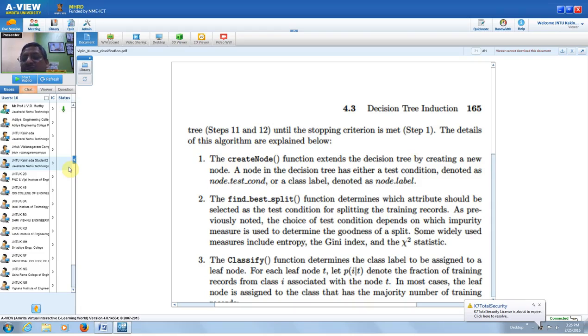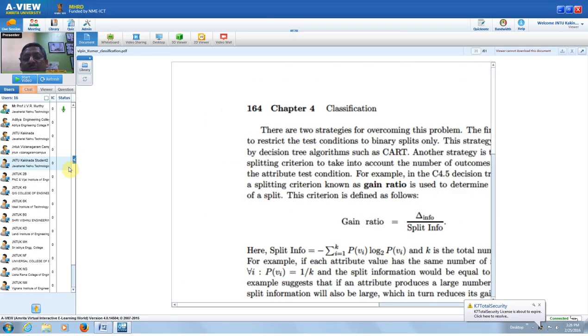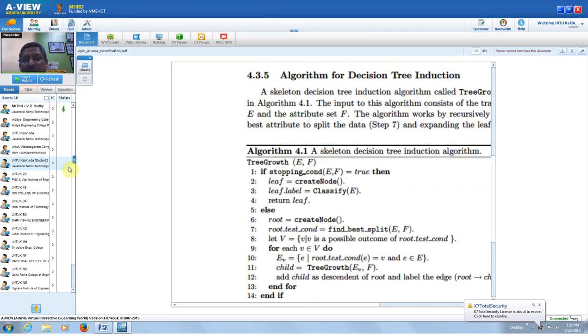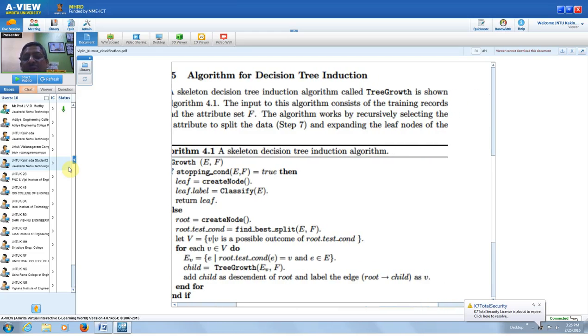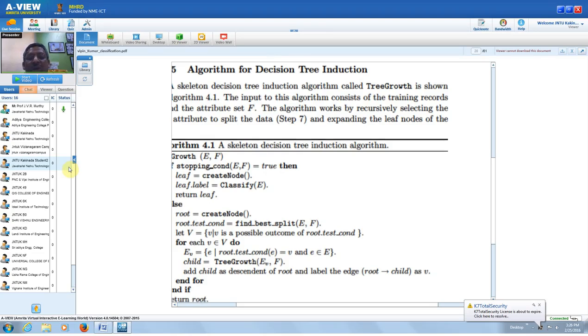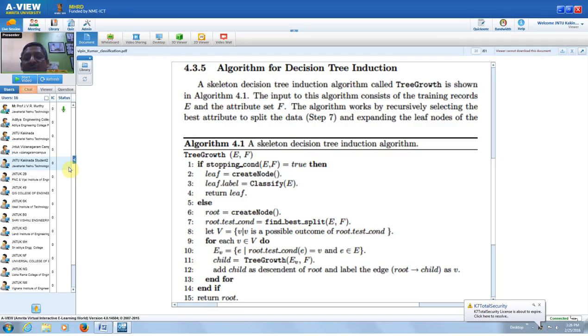Okay, he is talking about functions. I'll talk from the beginning, step by step. Your skeleton decision tree algorithm called TreeGrowth is shown here. The input to this algorithm consists of training records. What is the input for your algorithm? You have to give a set of training records, that is E, and you have to give a set of attributes. Do you agree with me? You are giving the set of training records and the set of attributes.